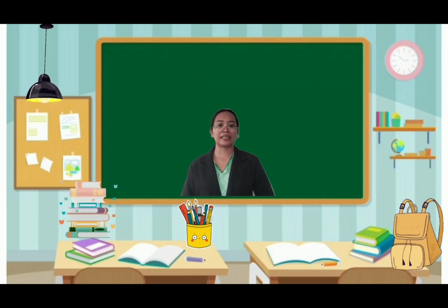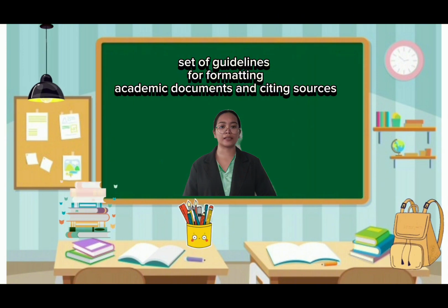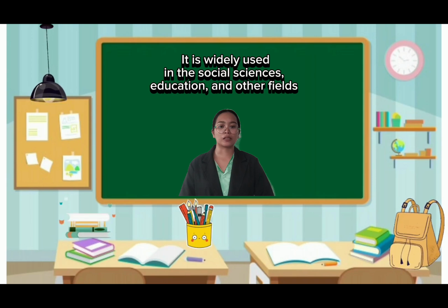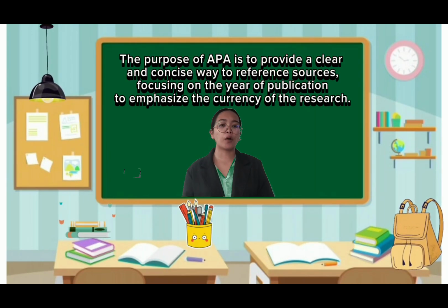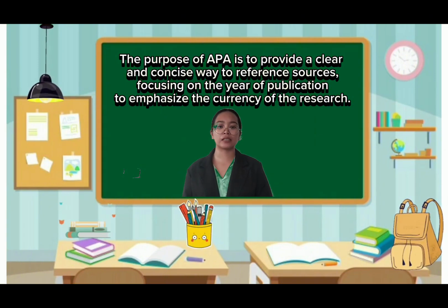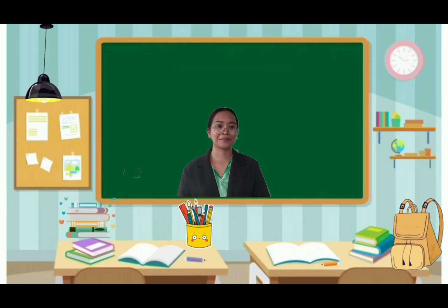APA citation refers to a set of guidelines for formatting academic documents and citing sources. As defined by the American Psychological Association, it is widely used in social sciences, education, and other fields. The purpose of APA is to provide a clear and concise way to reference sources, focusing on the year of publication to emphasize the currency of the research.